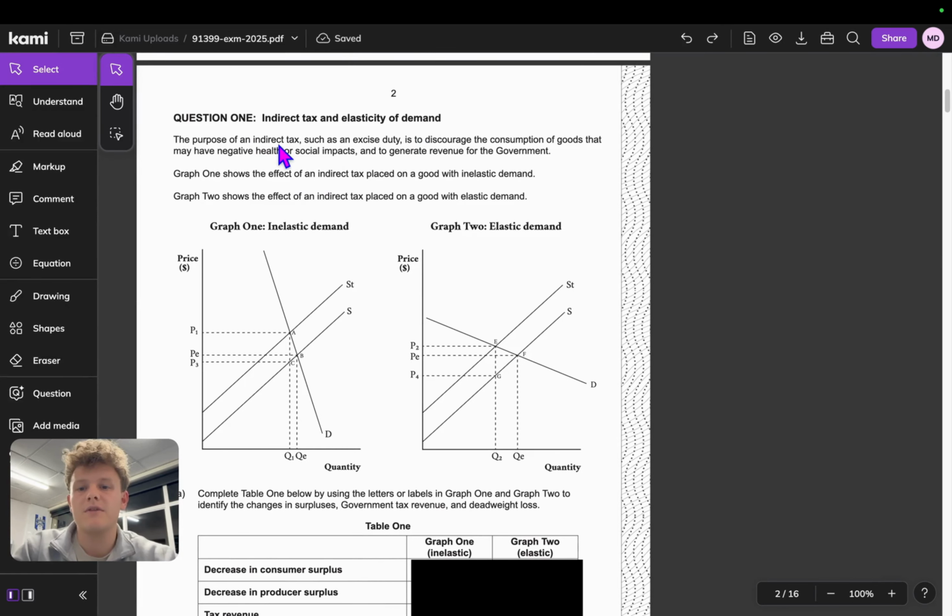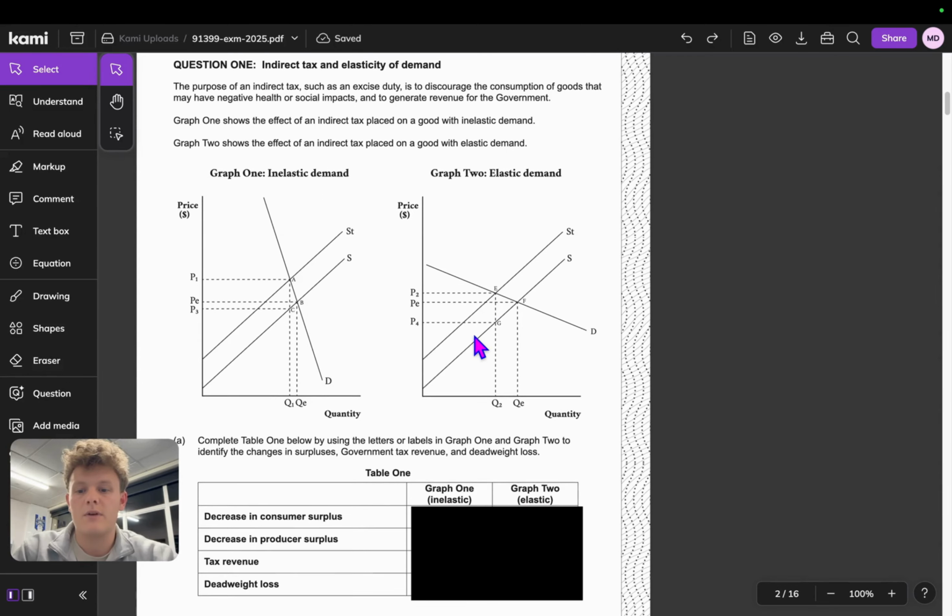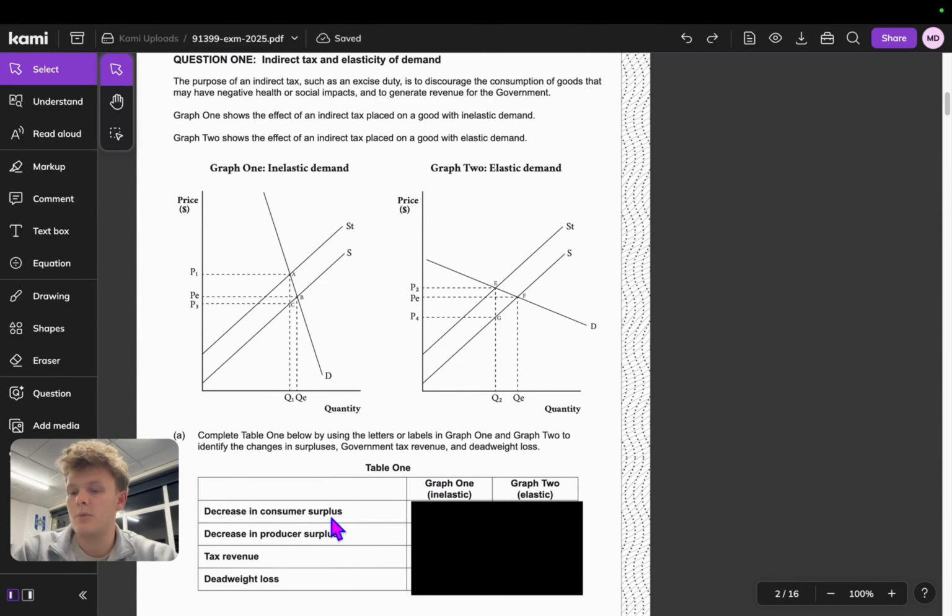The purpose of the indirect tax, such as an excise duty, is to discourage consumption of goods that may have negative health or social impacts and to generate revenue for the government. Graph 1 shows the effect of an indirect tax placed on a good with inelastic demand, and graph 2 shows the effect of a tax placed on a good with elastic demand. We can see the steep curve here versus the shallow curve here, and then we've got to calculate the decrease in consumer surplus, decrease in producer surplus, increase in tax revenue, and the deadweight loss.